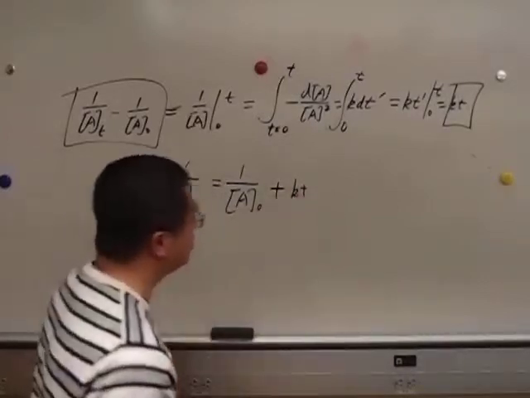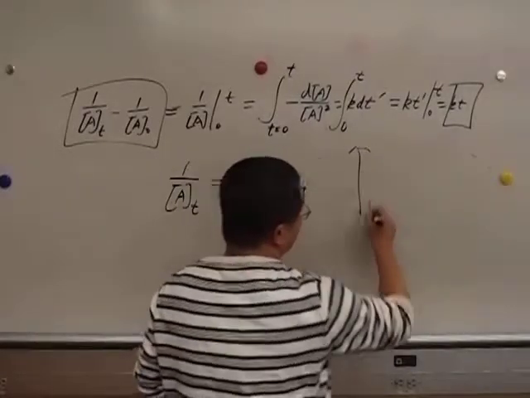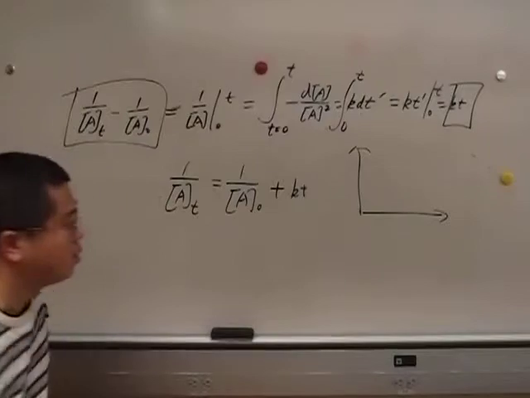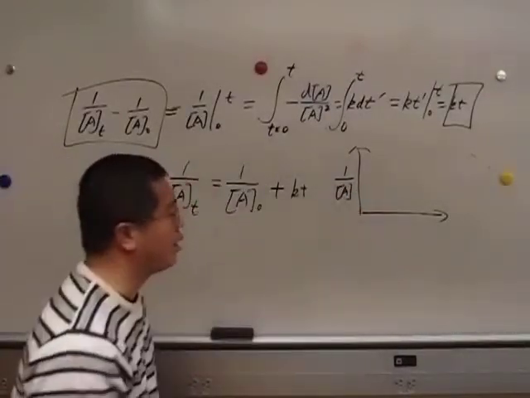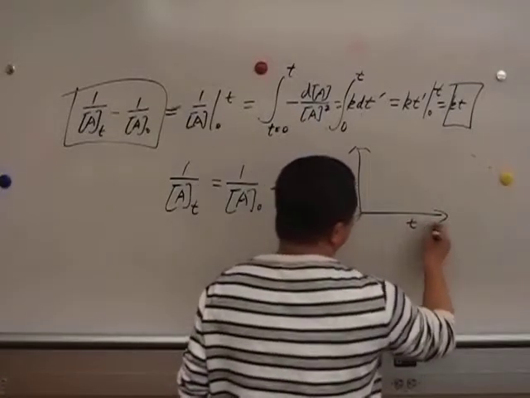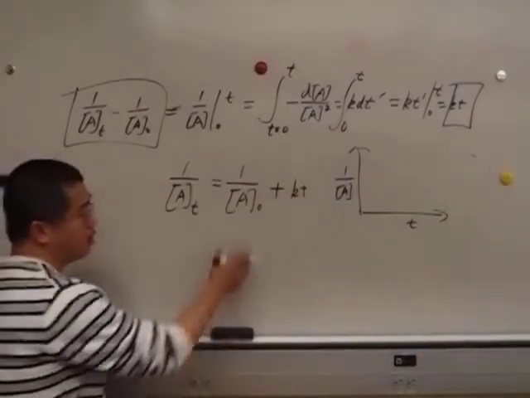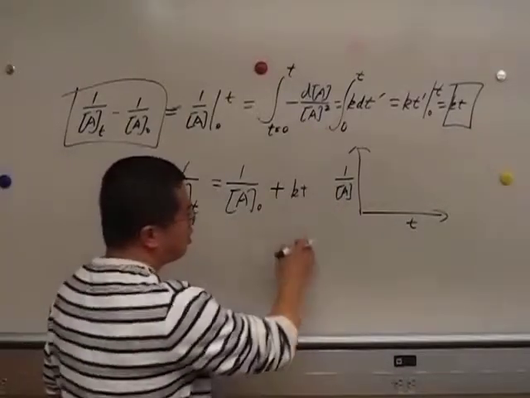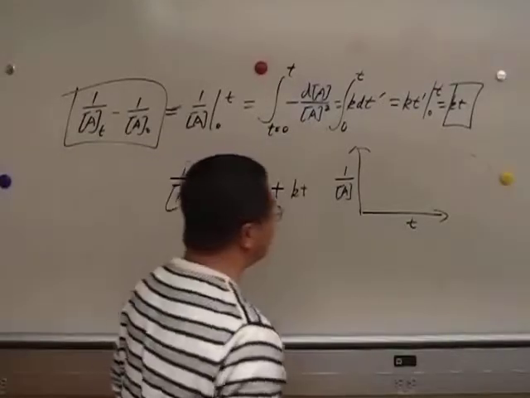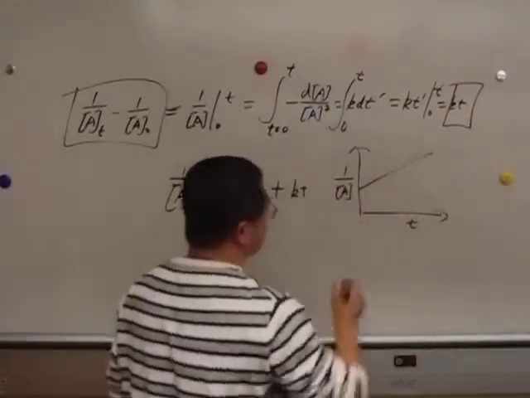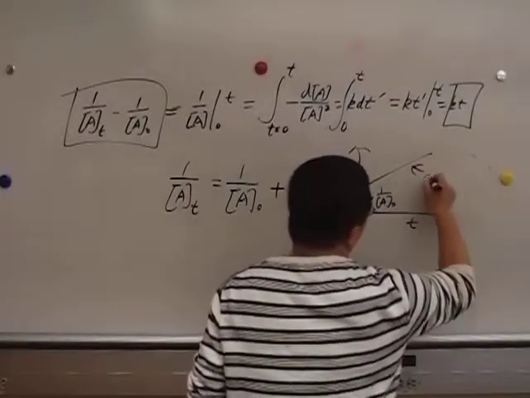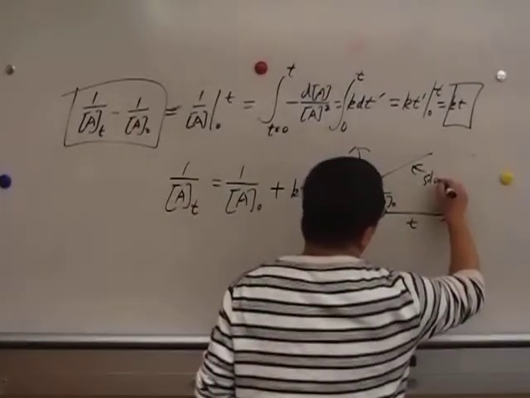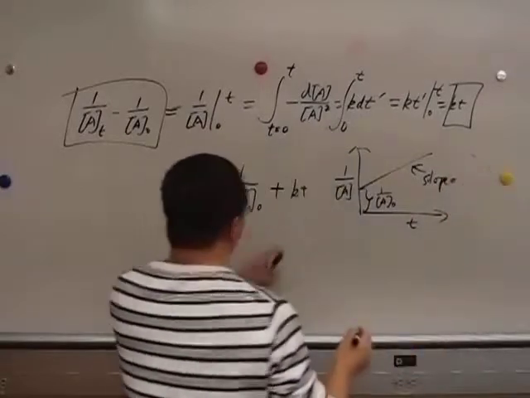So if you're to do some data analysis, if you have real data, I would recommend you to plot the reciprocal of A versus t, and you have an intercept here, and you have the slope k here. So here you see a straight line, and the intercept is 1 over A naught, and the slope of the plot is k.